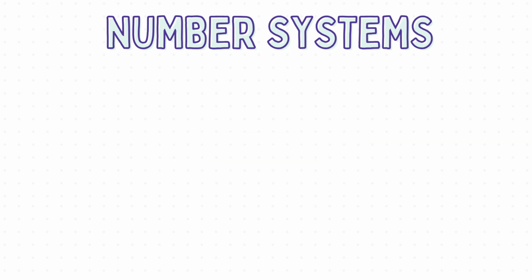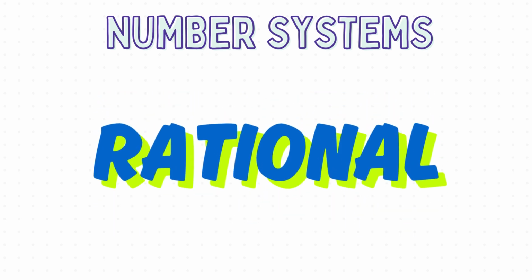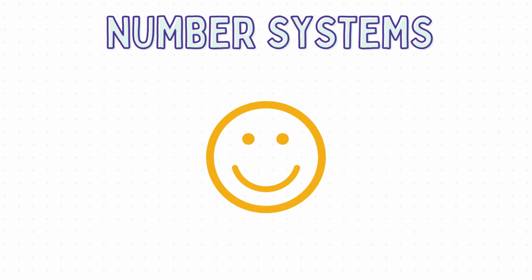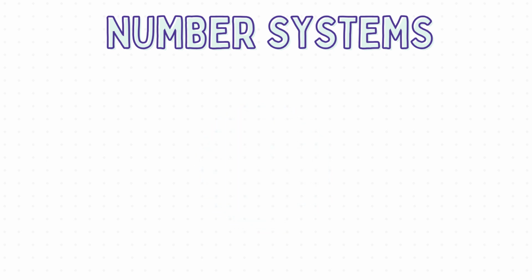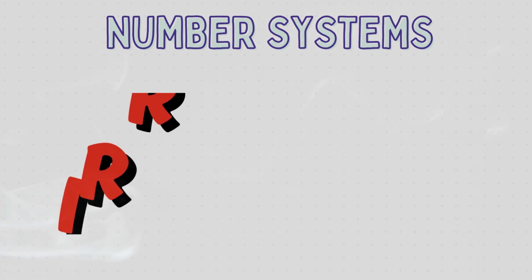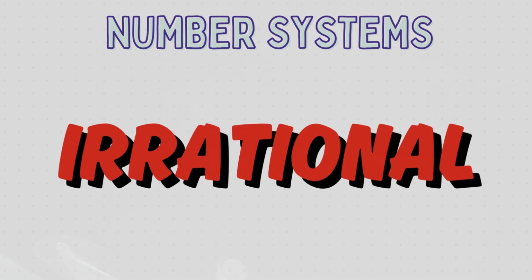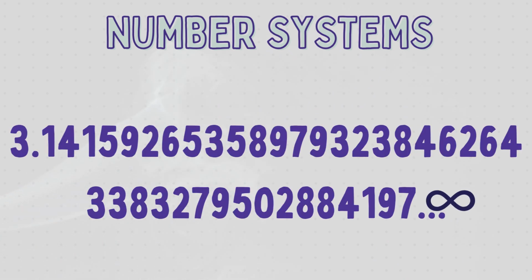So now say hello to the rational numbers. These numbers are super friendly because they can be written as fractions like 1/2, 3/4, or 5/8. They love to help out when you need to break something into parts, like cutting a pizza into slices. Then there are the irrational numbers. They're a bit mysterious. They never end and never repeat, like pi or the root of 2. They go on forever without stopping.